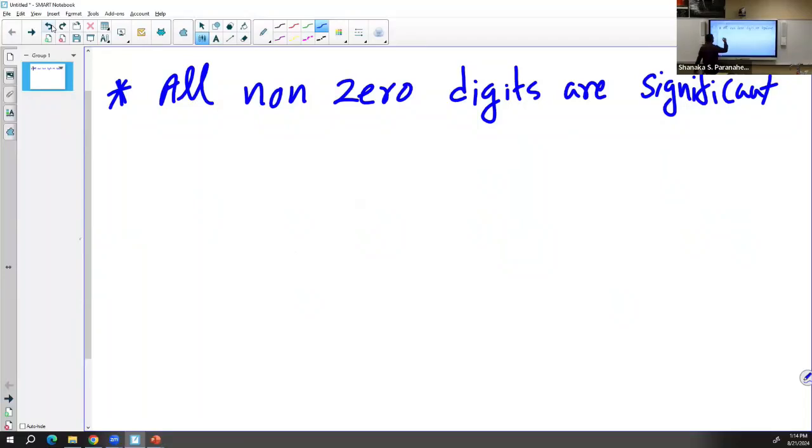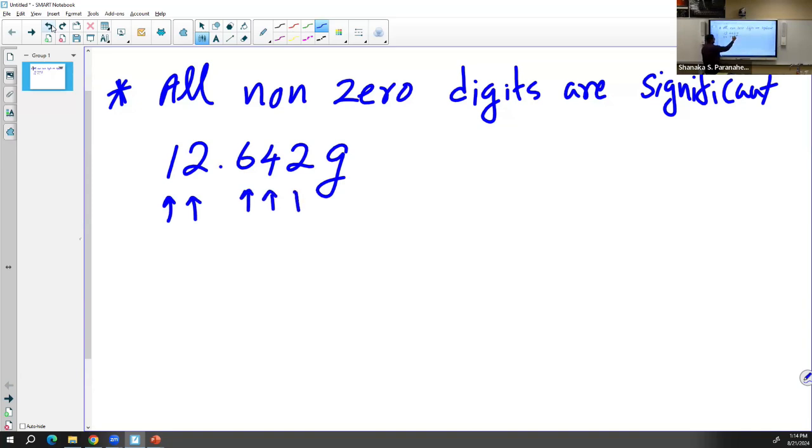Okay, so as an example, 12.642 grams. So it's the mass of an object. There's no zero in this number, so all these digits are significant. We have 1, 2, 3, 4, 5 significant figures or significant digits. That's the easiest rule.